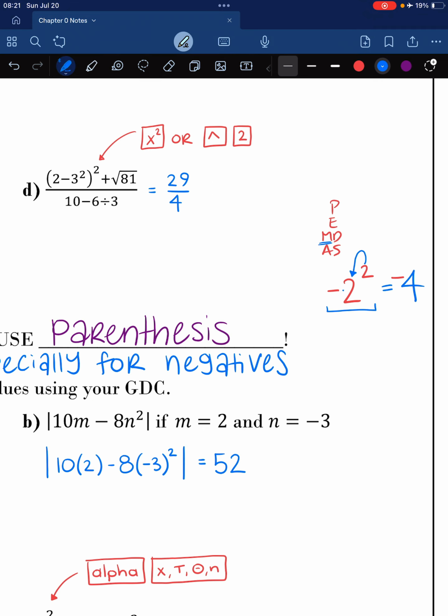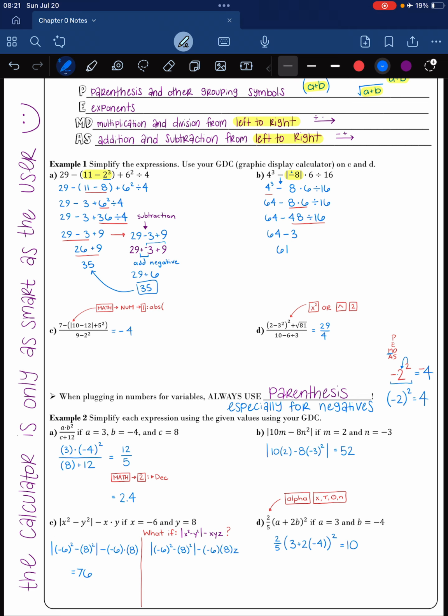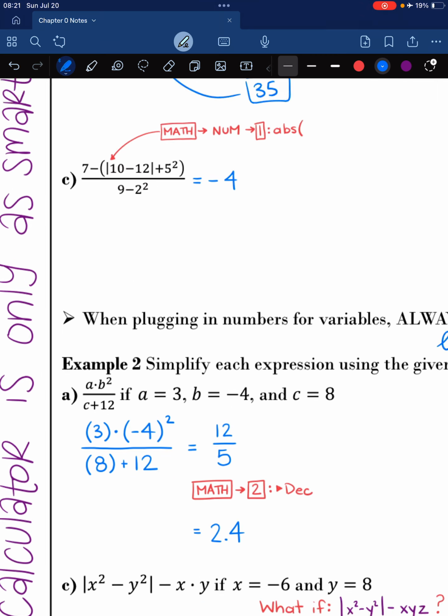So, and this is where the parentheses comes in handy, especially for negatives. If you want to do -2 squared in your calculator, you need to type in -2 as 1 unit. And in order to make it 1 unit, you need to put it in parentheses, squared. And if you type it in like this, your calculator will give you the answer that we were looking for. We were looking for +4 if we're squaring -2. Because we know negative times a negative is a positive. Okay, so again, that's just where the calculator is only as smart as the user. We need to be really careful. And in order to be careful, we just need to make sure we use parentheses.